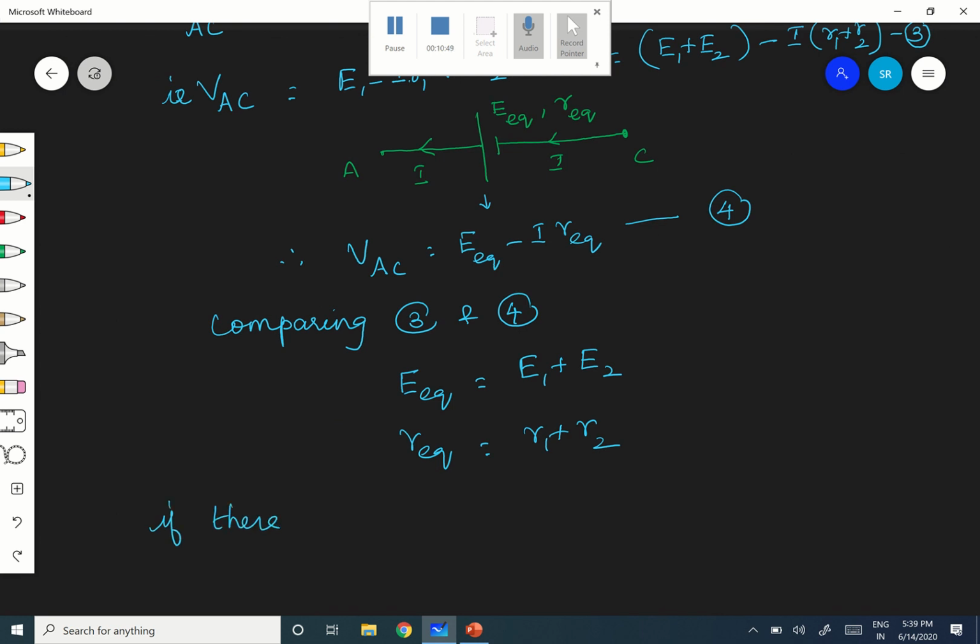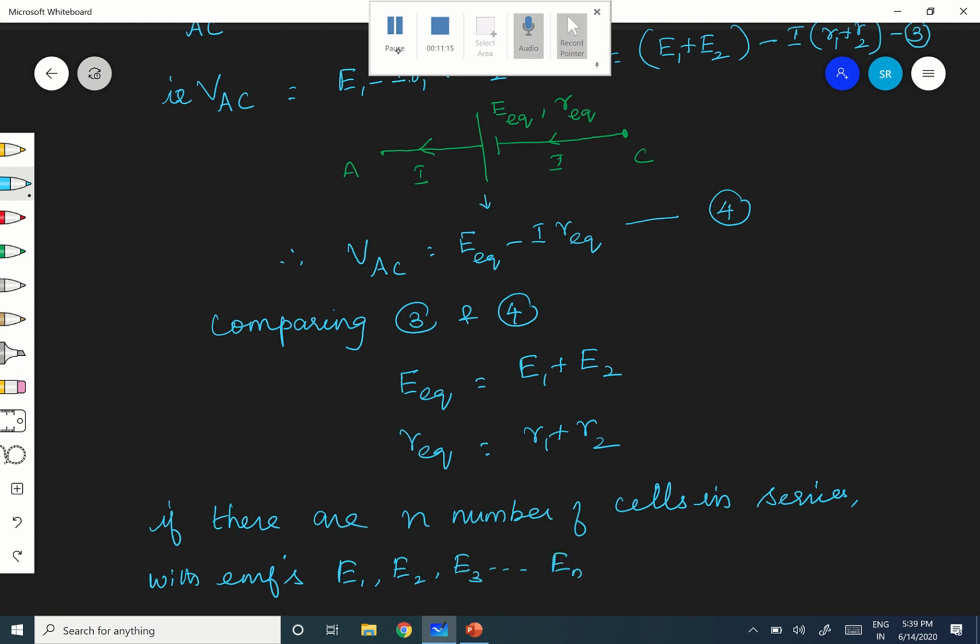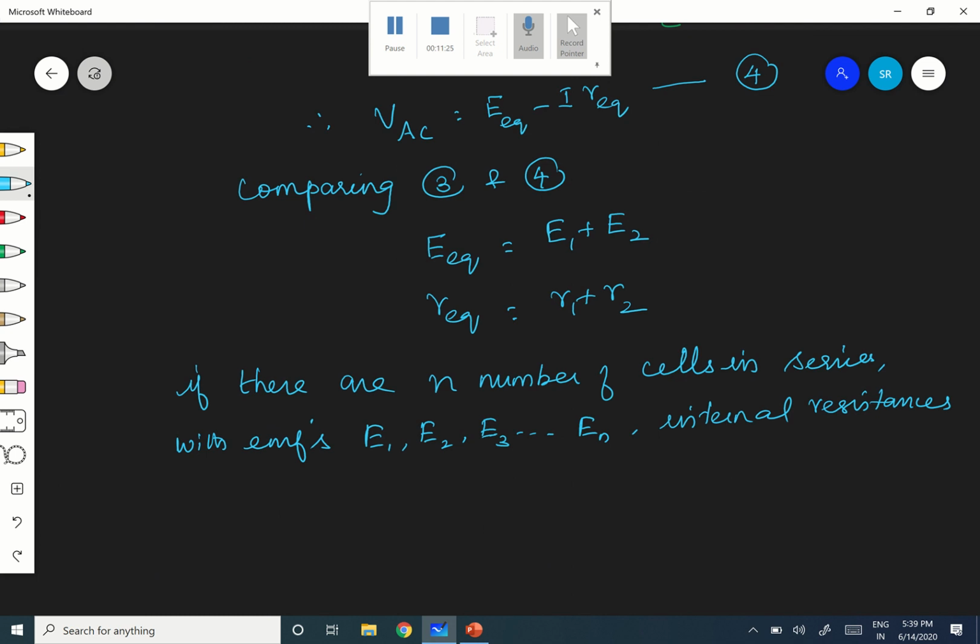If there are n number of cells in series, with EMFs E1, E2, E3, etc. up to En, and internal resistances R1, R2, R3, etc. up to Rn, which means that they are not at all identical cells. All the cells are different. Their EMF is different, their internal resistance is different.